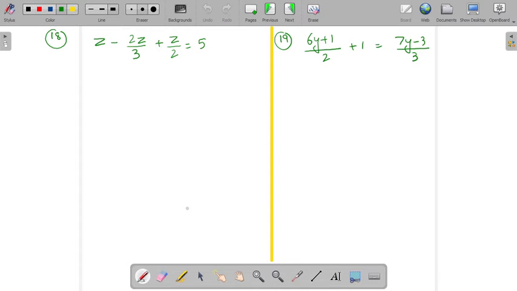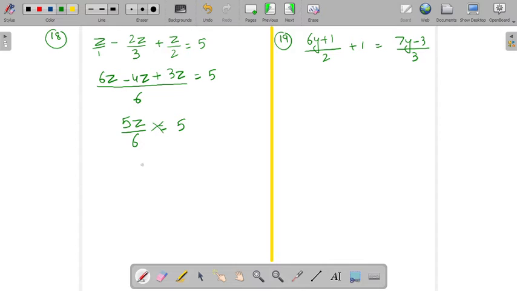Next question. In question 18, all these three variables are on the same side, so you will solve it directly by taking its LCM, divide and multiply. So 6z, here it is upon 1, so minus 4z plus 3z equal 5. Now solve it. 6 minus 4, 2, 2 plus 3, 5z upon 6 equal 5.